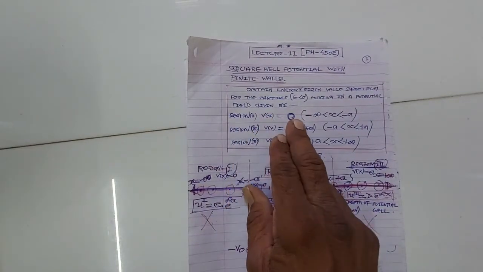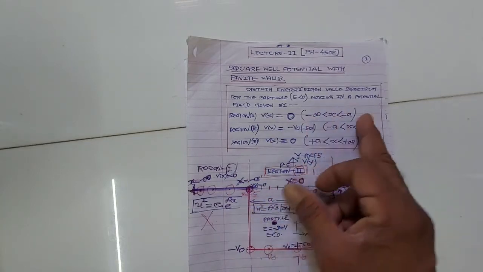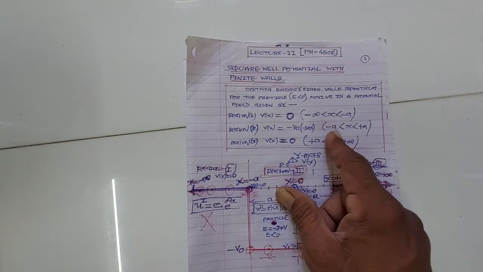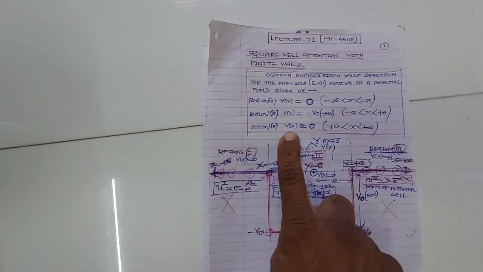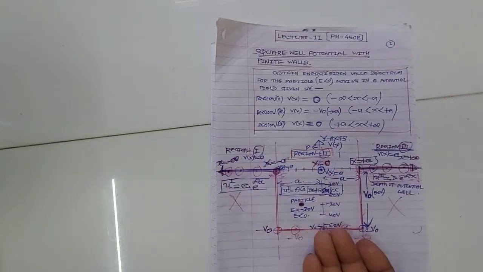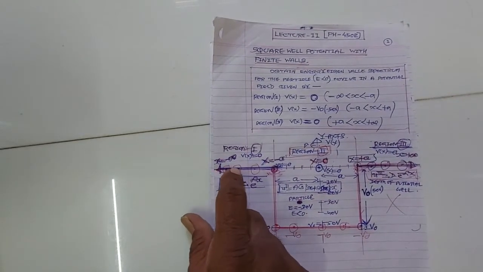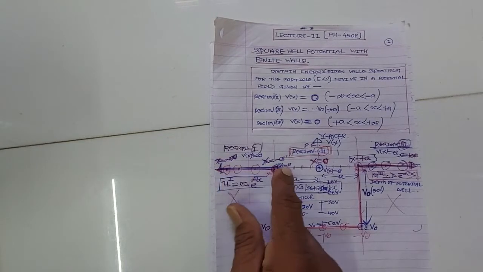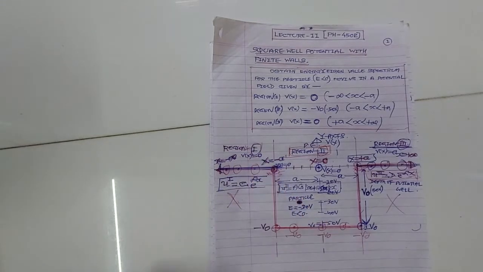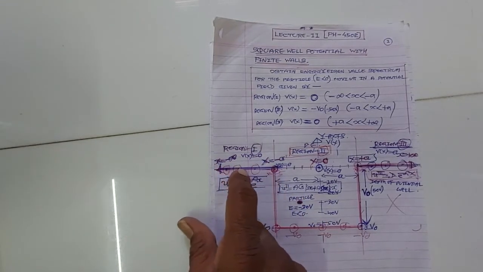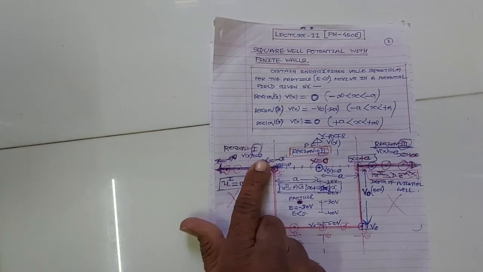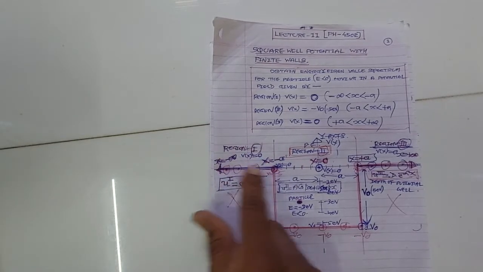The potential energy of the particle is 0 in region 1, from minus infinity to minus a. The potential energy of the particle is minus V0 in region 2, from minus a to plus a. And the potential energy is again 0 in the region from plus a to plus infinity. I plotted a graph in the last lecture: from x equal to minus infinity to x equal to minus a is region 1, in which the potential energy of the particle is 0. So we get a straight line graph.